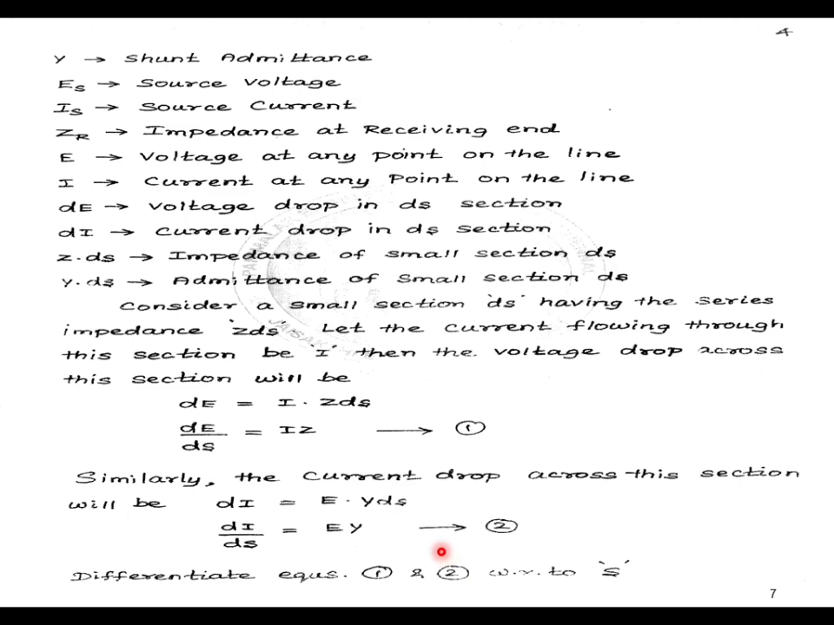If you are differentiating, d squared E divided by ds squared plus di divided by ds into Z. Already we know this di by ds equal to E. So, we can write d squared E divided by ds squared equal to E into YZ. This is equation number 3. Similarly, we can write for this current d squared I divided by ds squared equal to I into YZ. That is equation number 4.